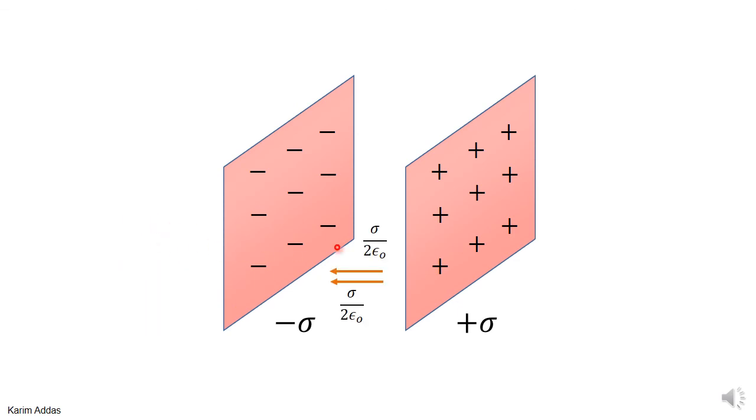And inside, the electric field doubles because the electric field due to the positive sheet points away from it, and the electric field due to the negative sheet points towards it, so they point exactly in the same direction. So the total electric field will be double each one. You get a total electric field of sigma over epsilon naught in the middle, and 0 outside.